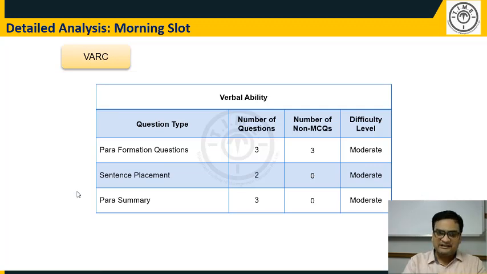Coming to the verbal ability part. Now, in the verbal ability part, the number of questions from para formation is a repeat type. There were three. Sentence placement is a new type. So basically, what happened in this section?